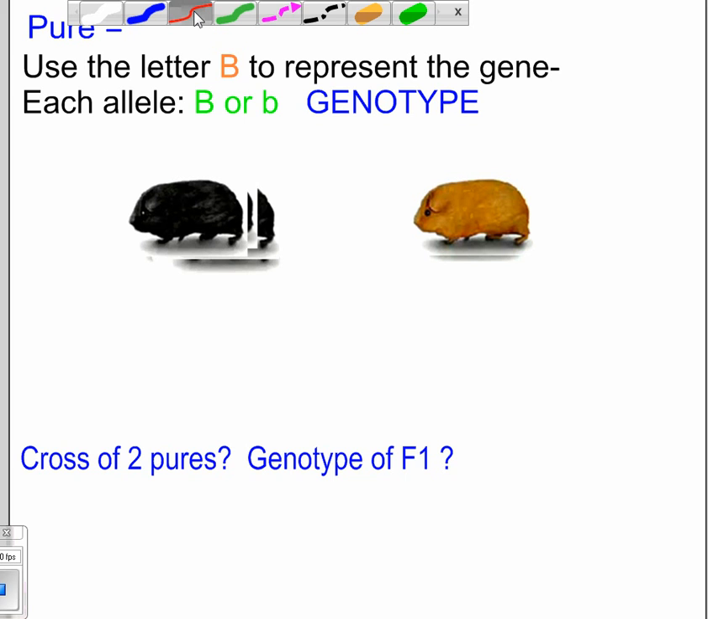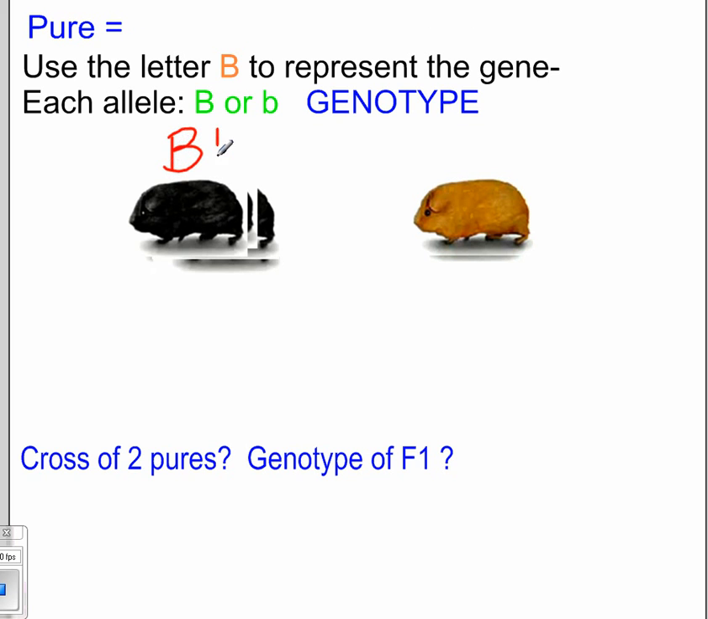So, if we use the letter B to represent the gene, we decided there were two alleles in there, right? Because, remember, the recessive one was masked, so Mendel decided there must have been two alleles. Then we could represent both alleles pure. Pure meaning they're the same letters.